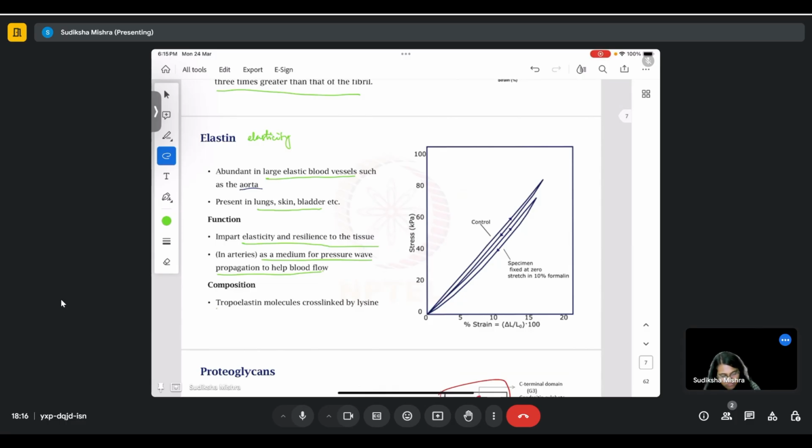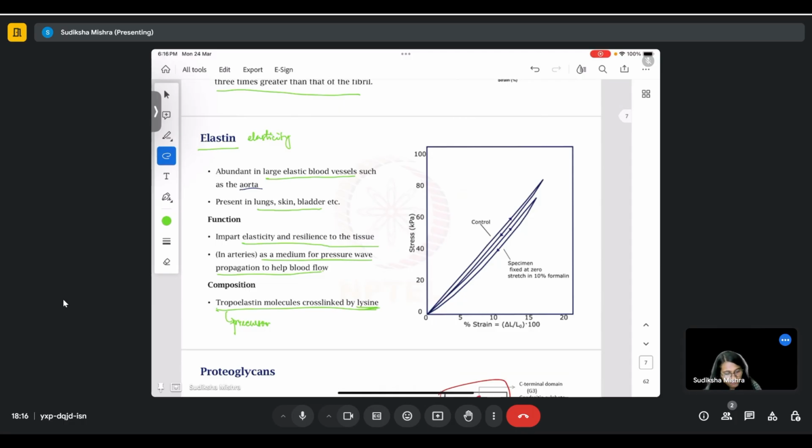The elastin composition is essentially tropoelastin molecules cross-linked by lysine. Tropoelastin is a precursor for elastin, and these tropoelastin molecules have lysine residues on them. The cross-link between these lysine residues leads to formation of the final elastin polymer.